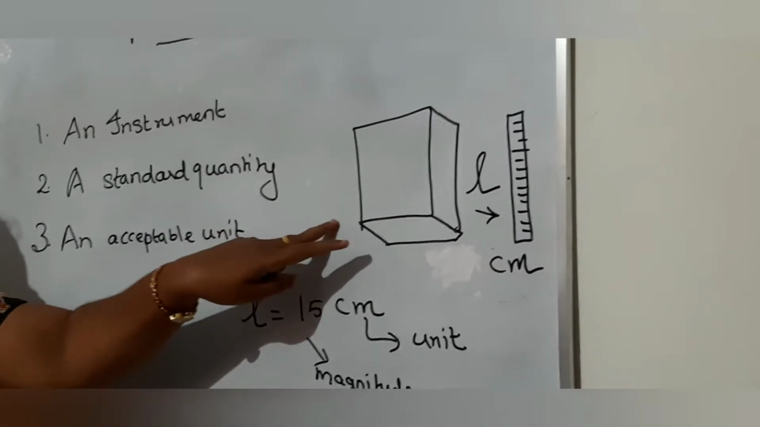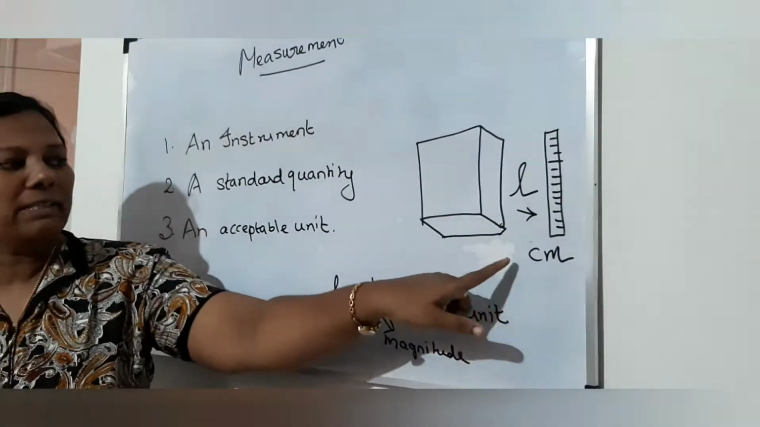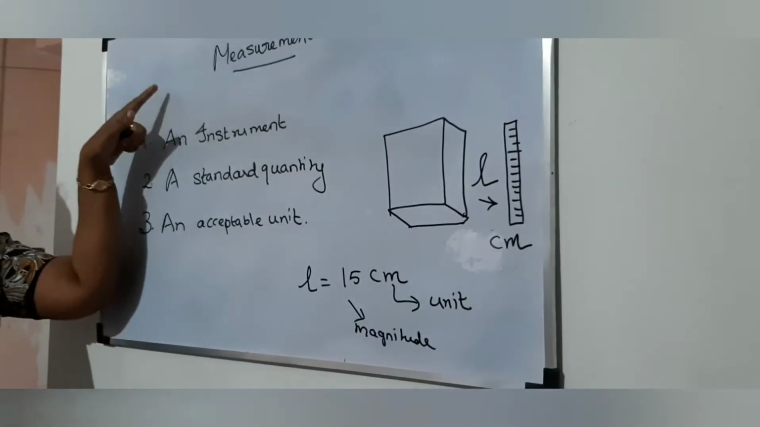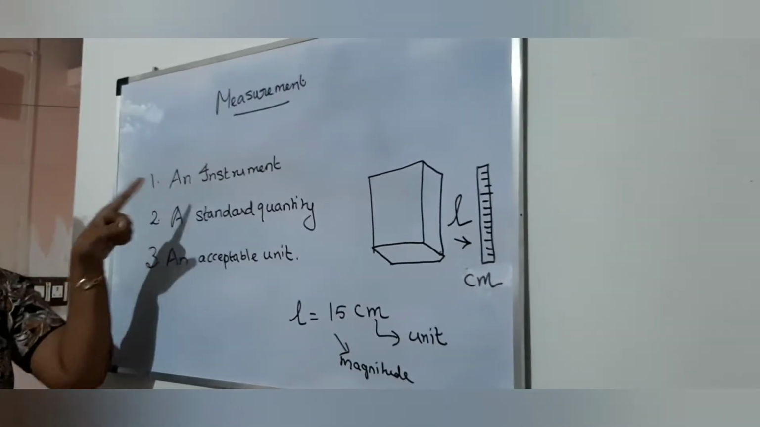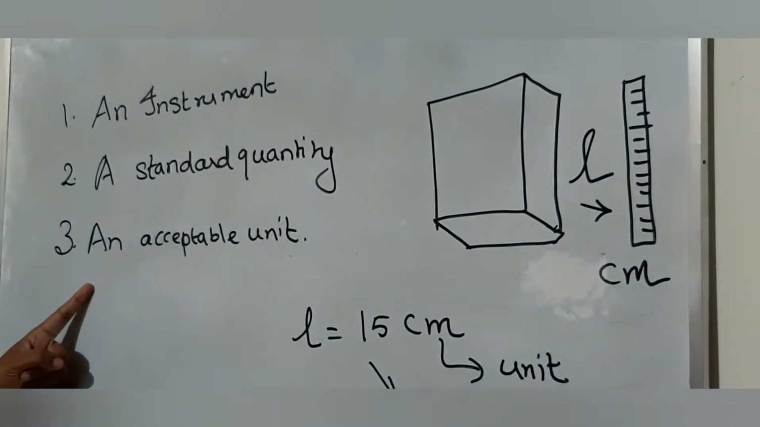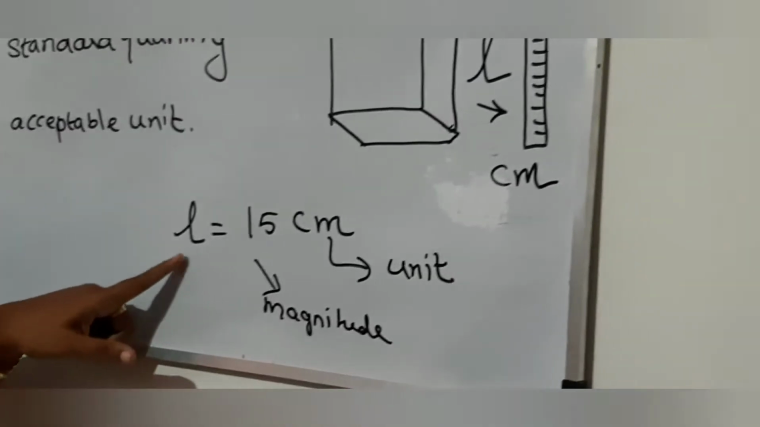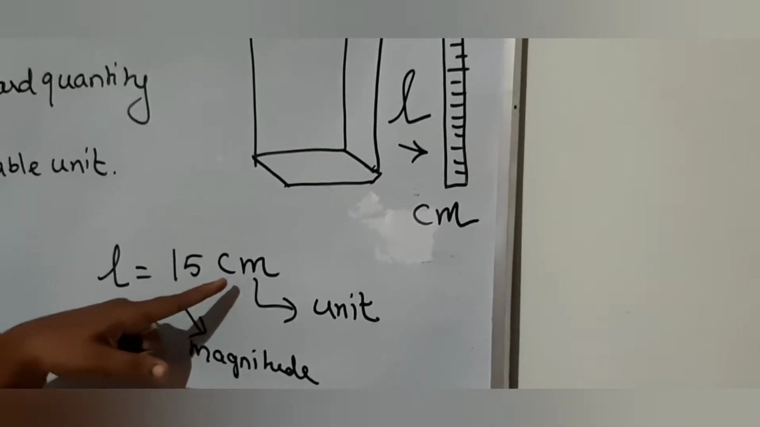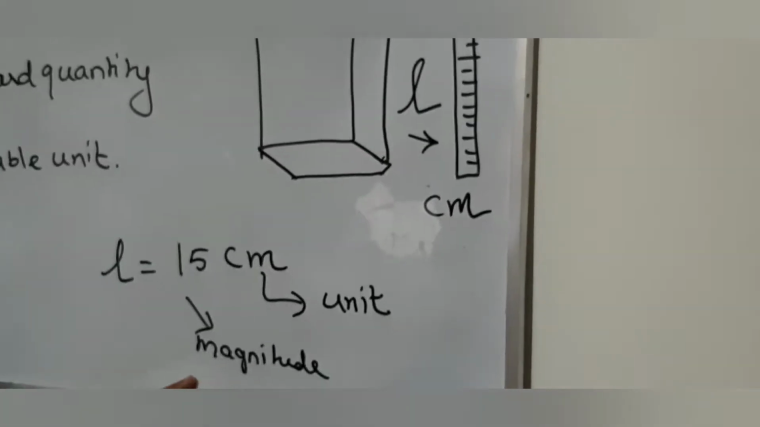Here we are finding the unknown physical quantity using a standard quantity. So, this process is called measurement. So, for measurement, what all things we need? An instrument, a standard quantity and an acceptable unit. Here, L is the unknown physical quantity. For that, we have received 15 centimeter, where centimeter is the unit and 15 is the magnitude.